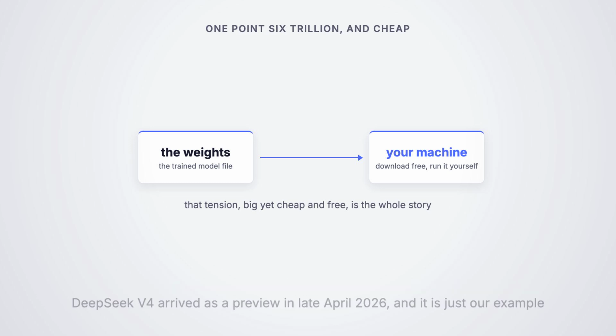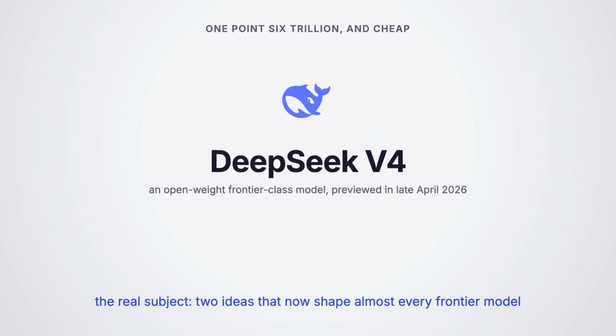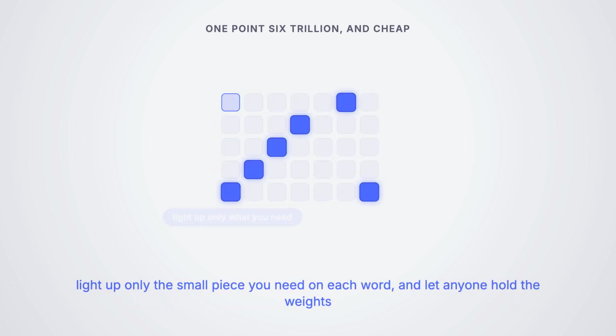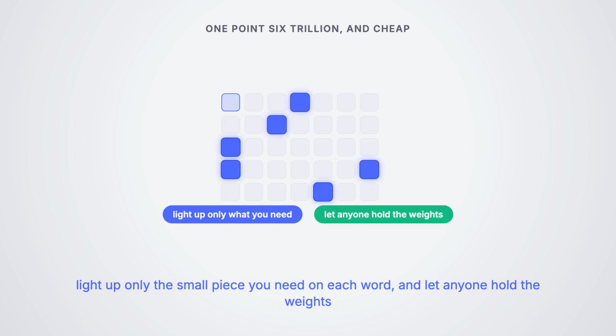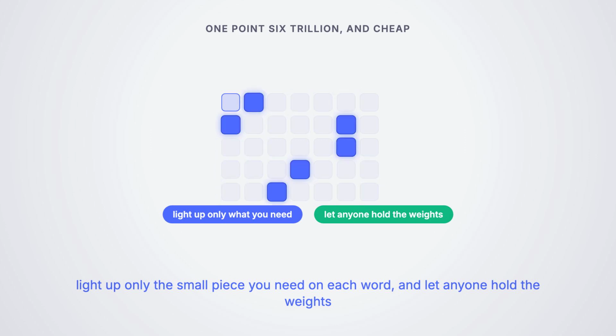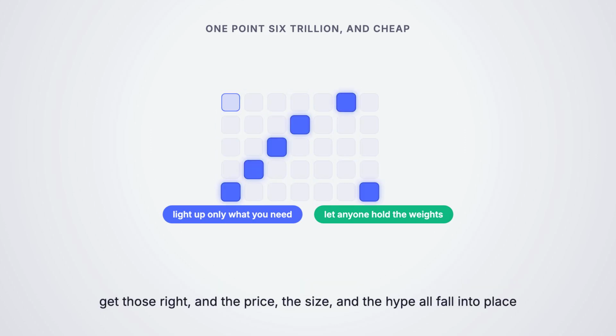DeepSeek V4 arrived as a preview in late April of 2026 from the lab DeepSeek, and it is just our example. The real subject is two ideas that now shape almost every frontier model. Light up only the small piece of the model you need on each word, and let anyone hold the weights. Get those right and the price, the size, and the hype all fall into place. So let us see how it works, and where the easy headlines quietly mislead you.